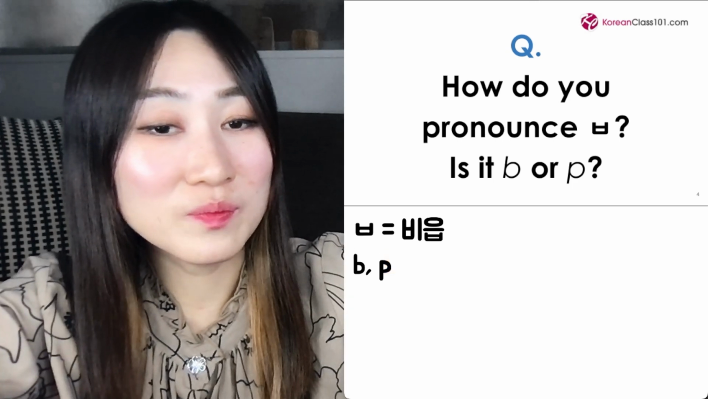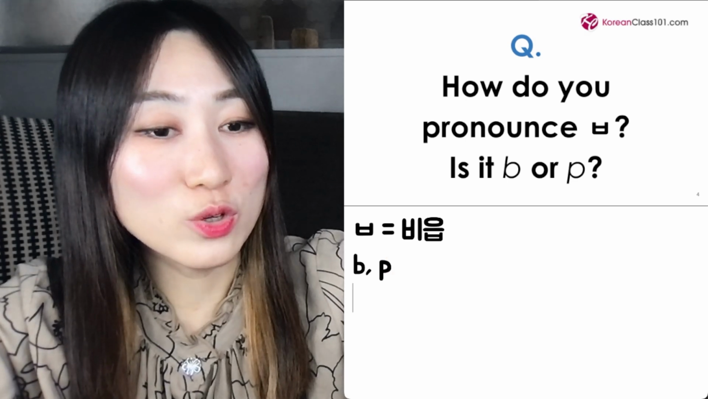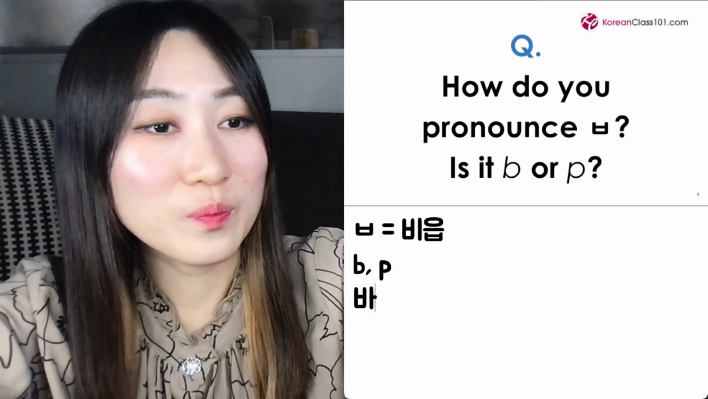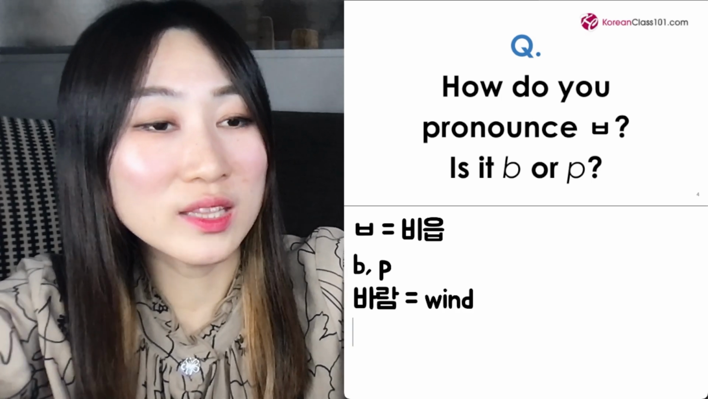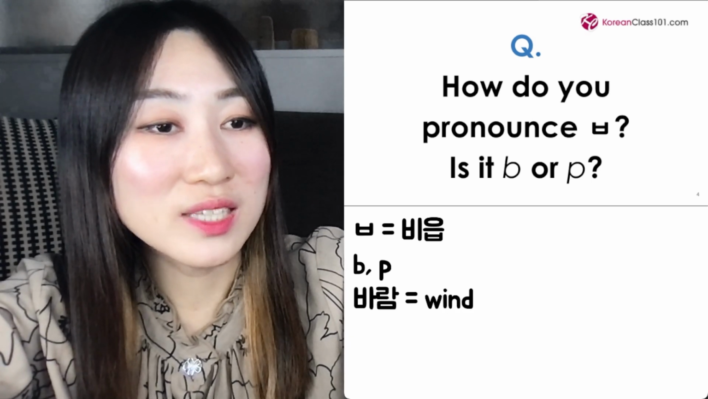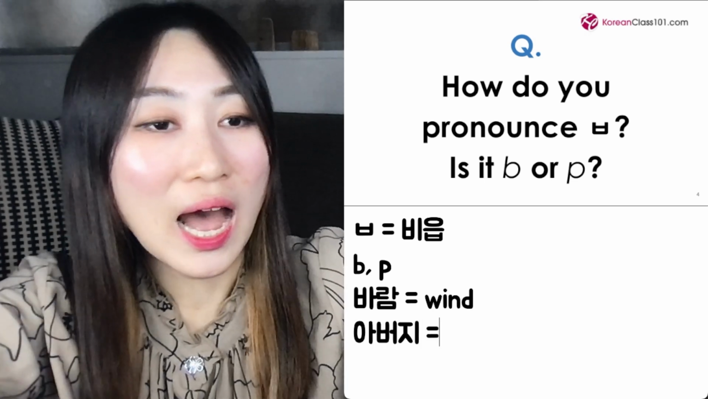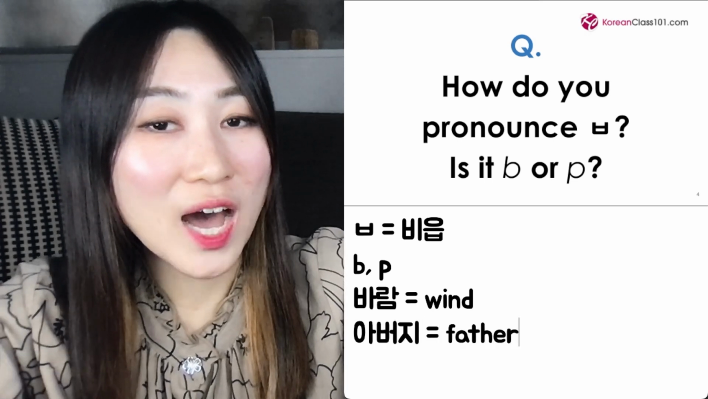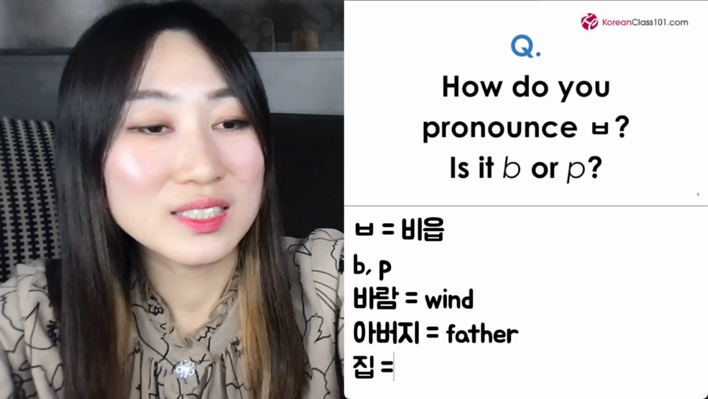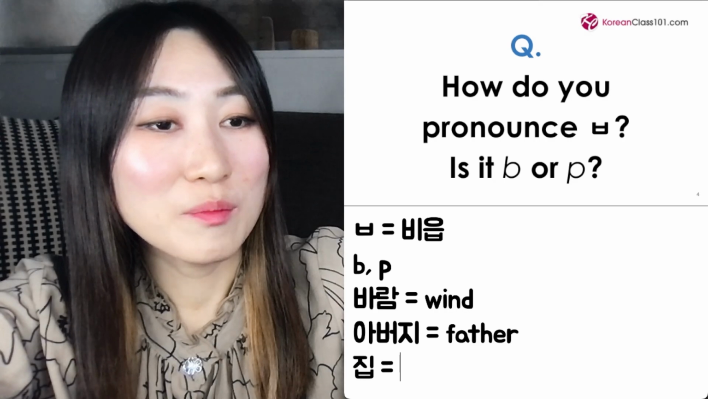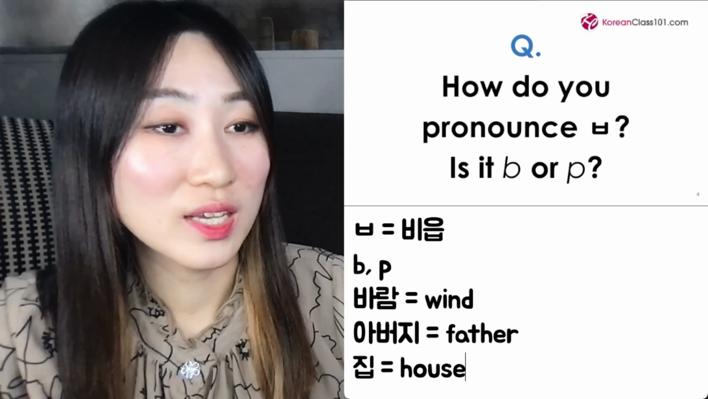Here are some examples for you. So first we have 바람. It means wind. Next word that we have is 아버지. It means father. Next we have 집. It means house or home.